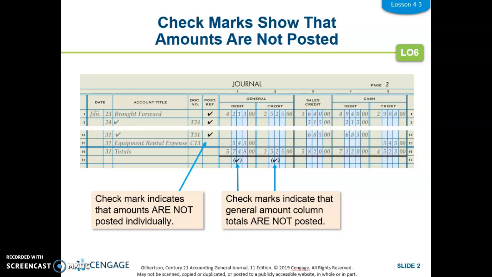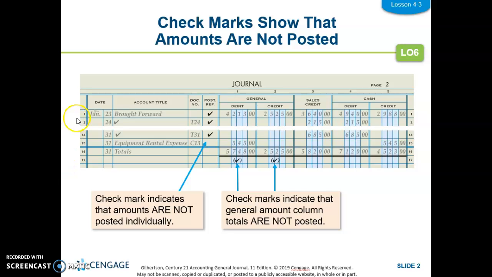To assure that no postings are overlooked, no blank posting reference spaces should be left in the post reference column of the journal. Therefore, when totals are forwarded to page 2 of the journal, a check mark was placed in the post reference column on line 1 to show that no separate amounts are posted individually. So any line that has a check mark in the post reference column indicates that no posting is to be done individually for that transaction.